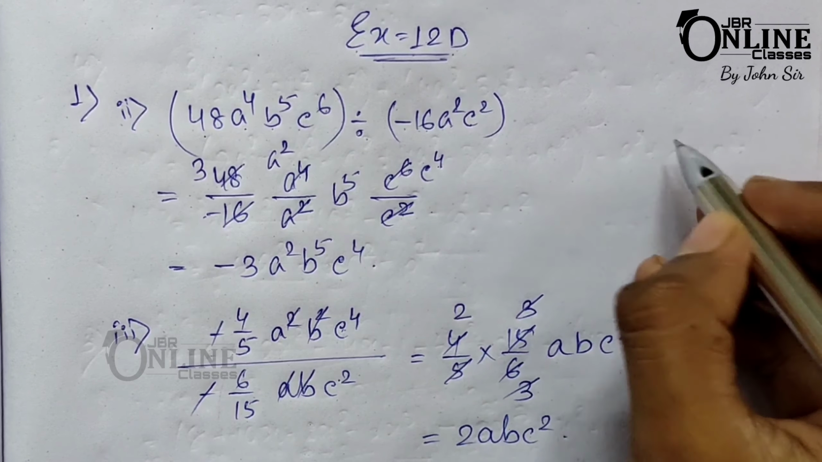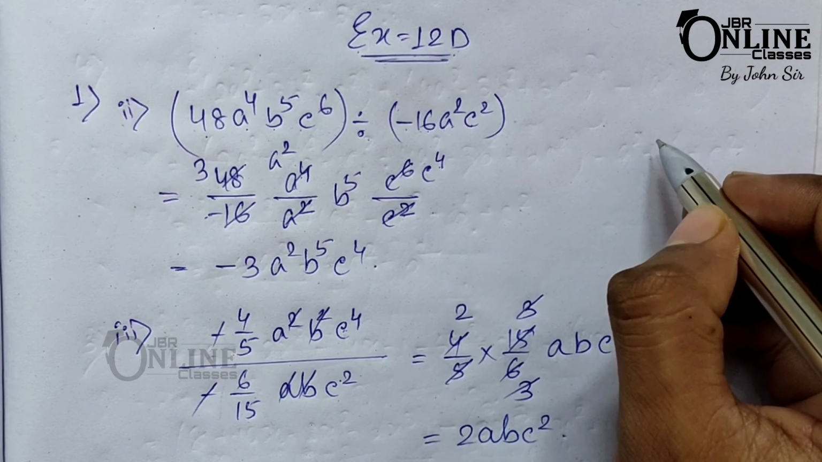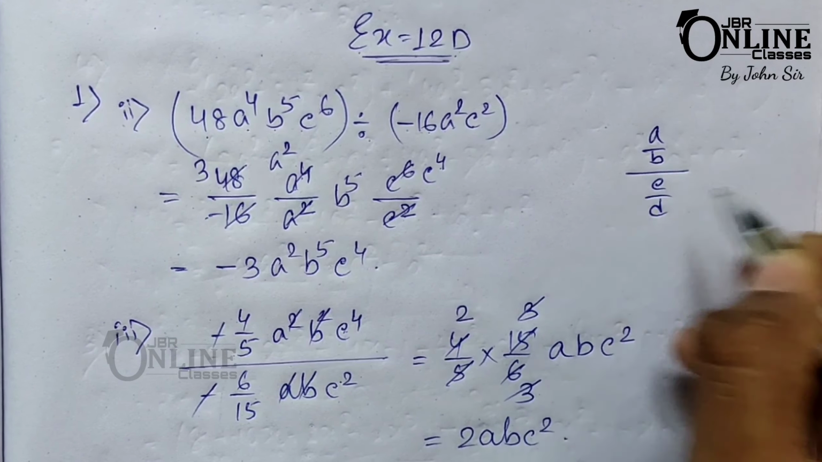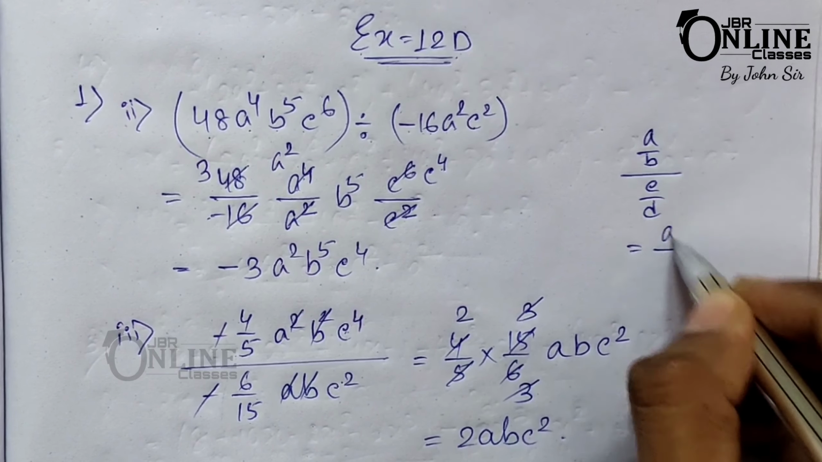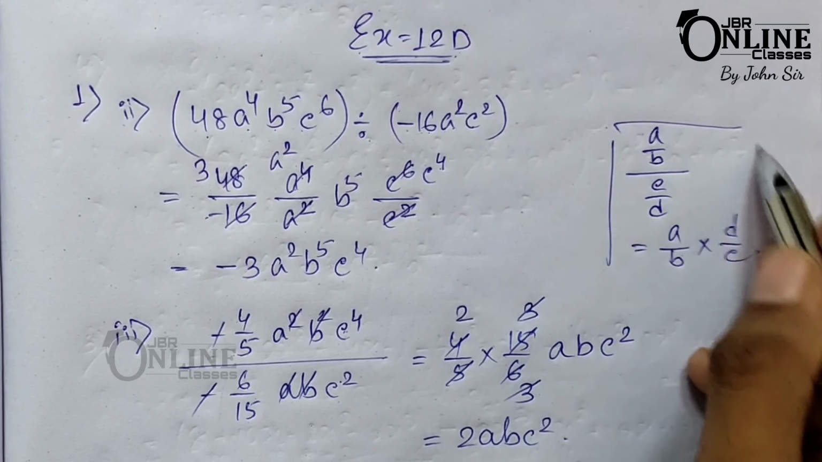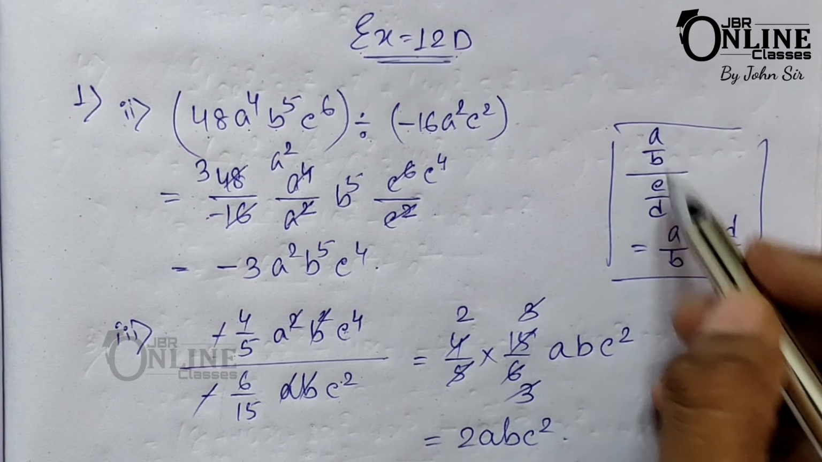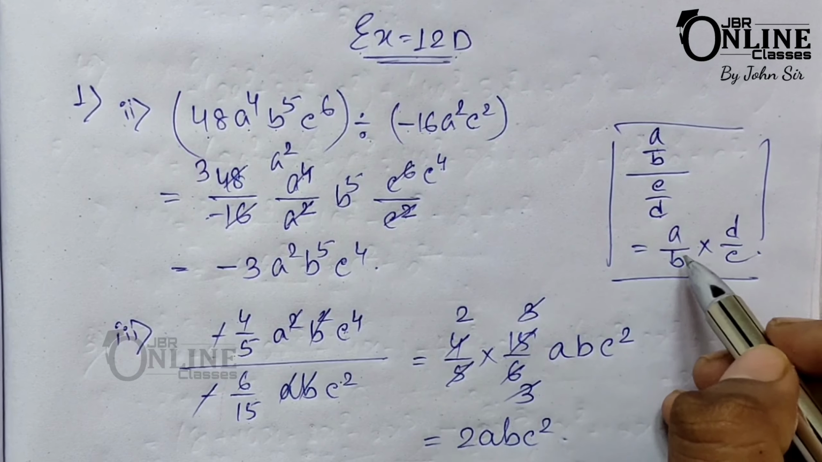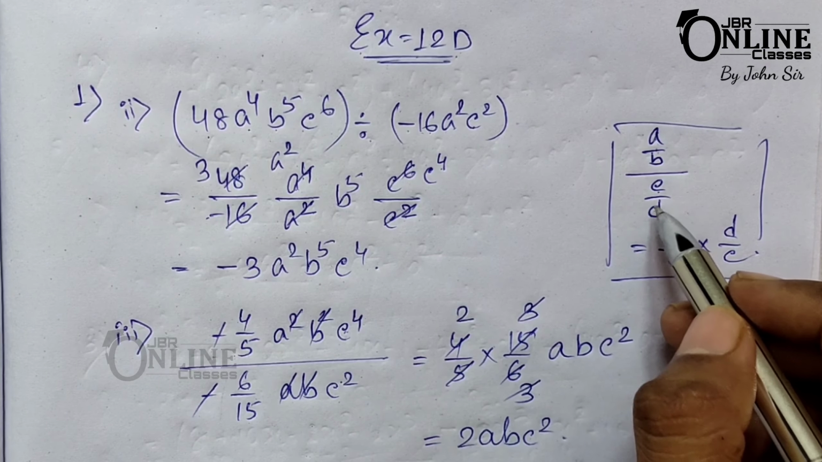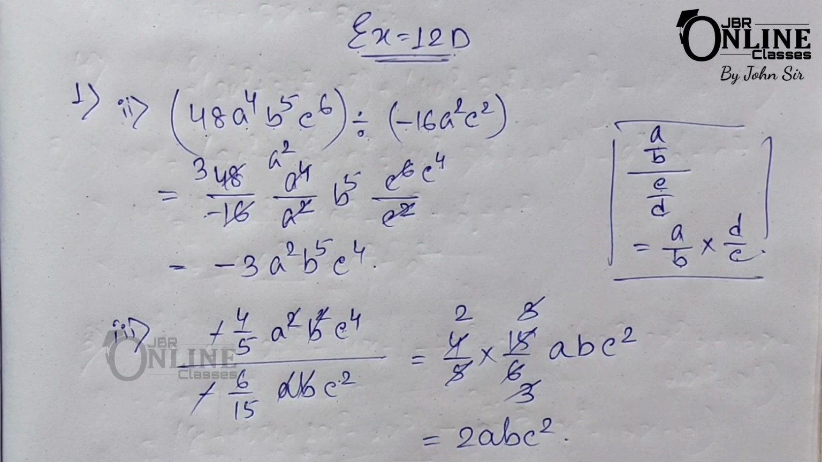So here is a tip: whenever you divide two fractions, that means a by b divided by c by d, then the formula is a by b into d by c. Just remember this formula. Whenever you divide two fractions a by b by c by d, the formula is a by b, that means the upper one, into the reciprocal of the lower one, into d by c.